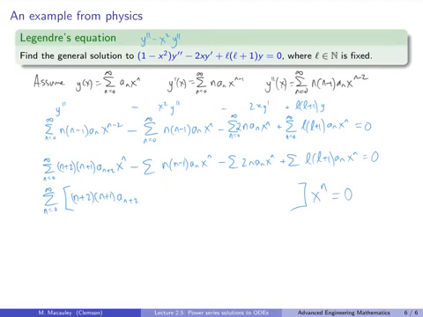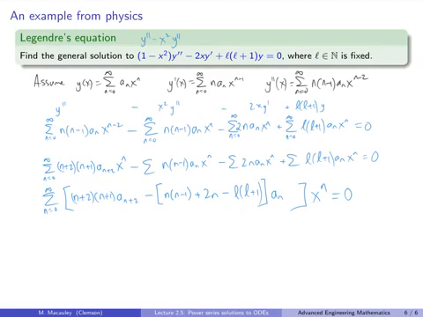Do I want to make this plus or minus? I'm going to make this minus because we're going to set it equal to 0. So this is minus n(n minus 1) plus 2n minus l(l plus 1), and that whole thing should be multiplied by a_n. Did I get my signs right? Yeah, that's a minus, that's minus and plus, this is a plus, that's a minus and minus. Okay, so this is what we have.